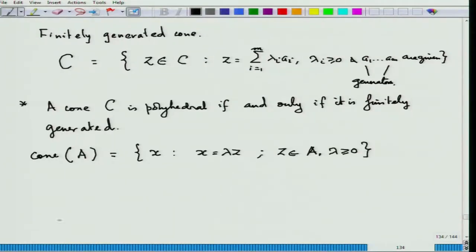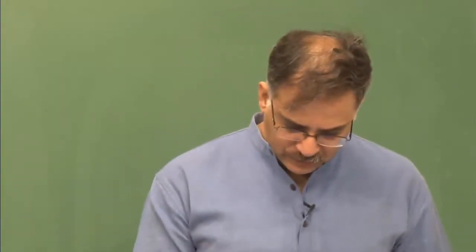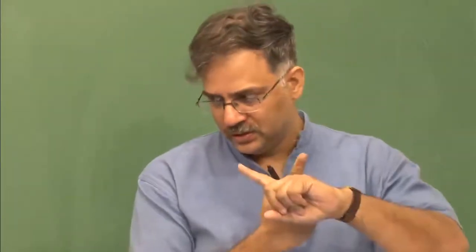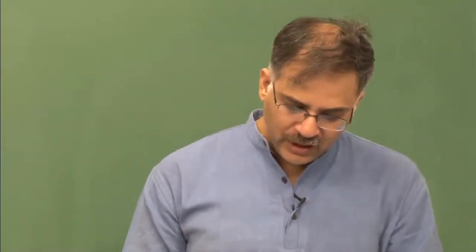Of course, you can also define the convex cone generated by A. So, for example, if you take these two lines only and call the union of these two lines as A, then this two-fork is the cone generated by A. But the convex cone generated by A is the convex hull of the cone generated by A.